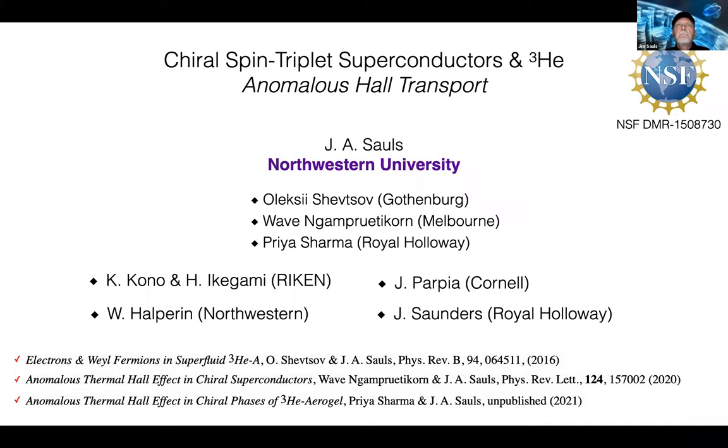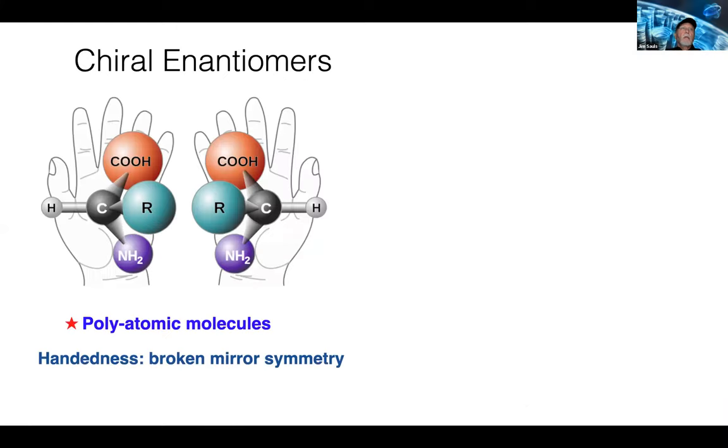So let me start with defining the two key symmetries that are broken that give rise to chiral condensates. This is a cartoon of chiral enantiomers, which are polyatomic molecules, left and right-handed versions of the same molecule of otherwise the same atomic constituents.